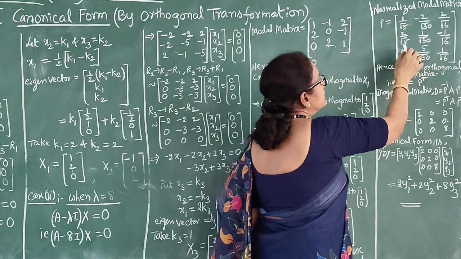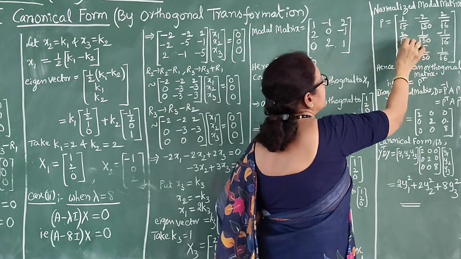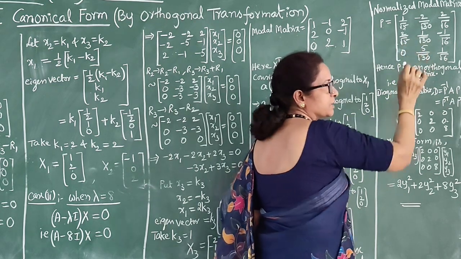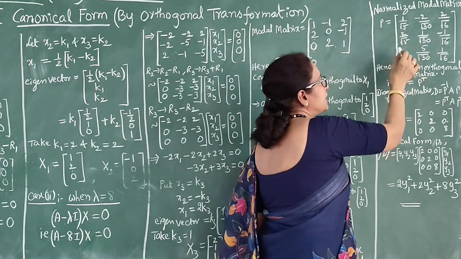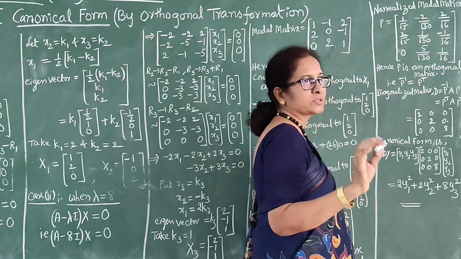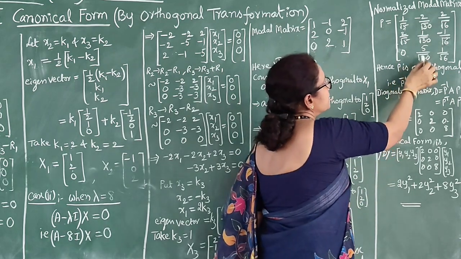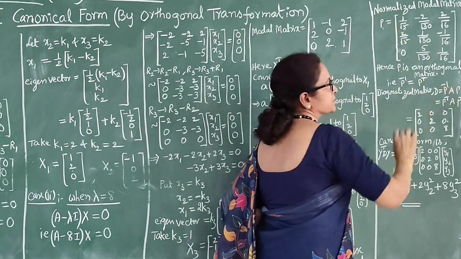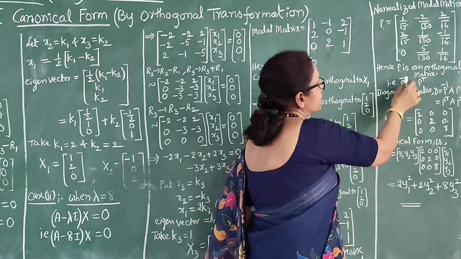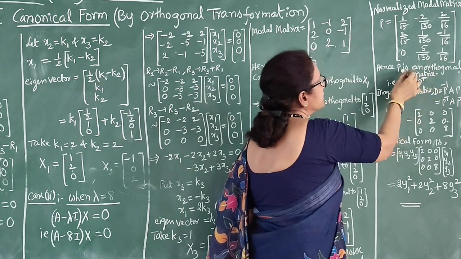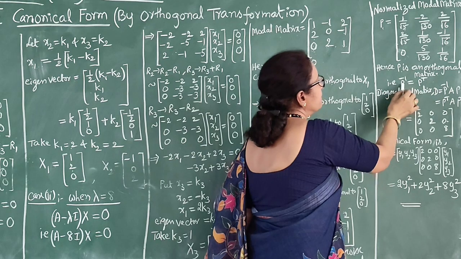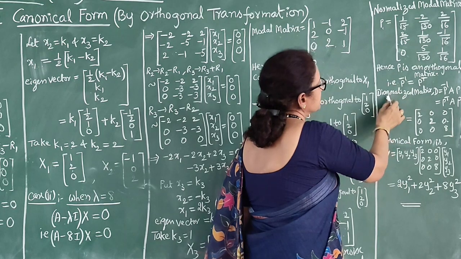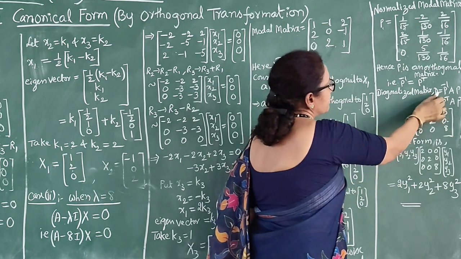So here is the normalized model matrix P. In this matrix, the first condition is all the vectors are pairwise orthogonal. The second condition is the length of each vector is 1. These two conditions are satisfied. Therefore, this P is an orthogonal matrix. That is the orthogonality condition. We say that P is an orthogonal matrix if P inverse is equal to P transpose. After this, we have to find the diagonal matrix, that is D.